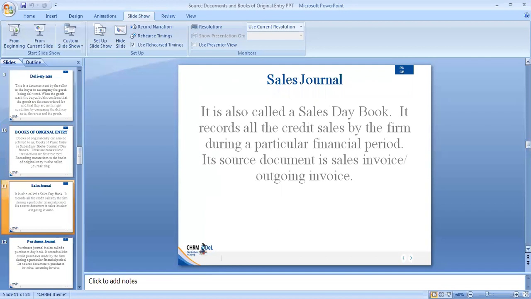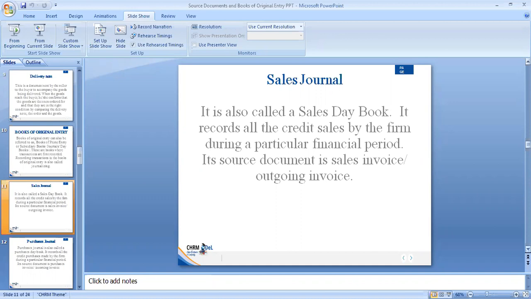The sales journal is going to be used to record credit sales, only the credit sales. Anything that has been sold on credit will be captured in the sales journal. At that point, you will also realize that any book of original entry has a source document. A source document is a document that gives us information that we require in preparing this book of original entry. So the source document for a sales journal is what we refer to as the sales invoices.